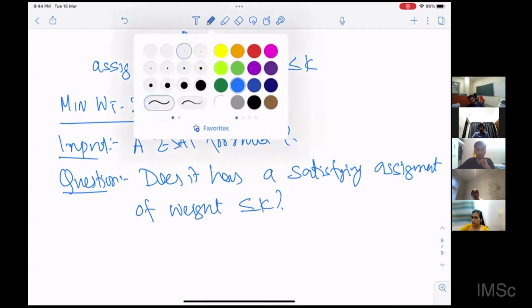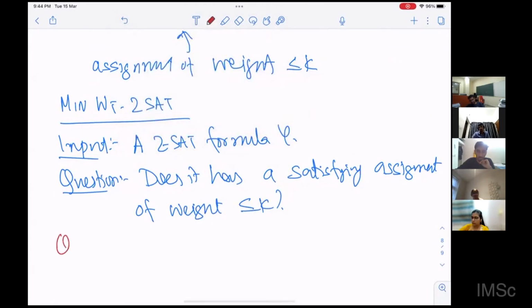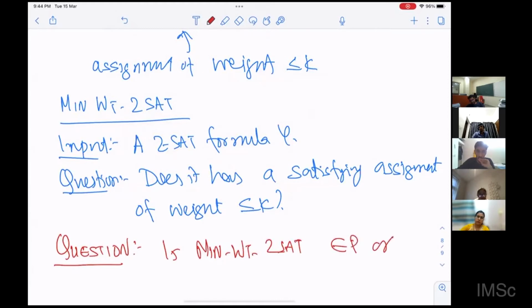Now, this question for all of you: is min weight TwoSet in P or in NPC? And this time I won't prove it.